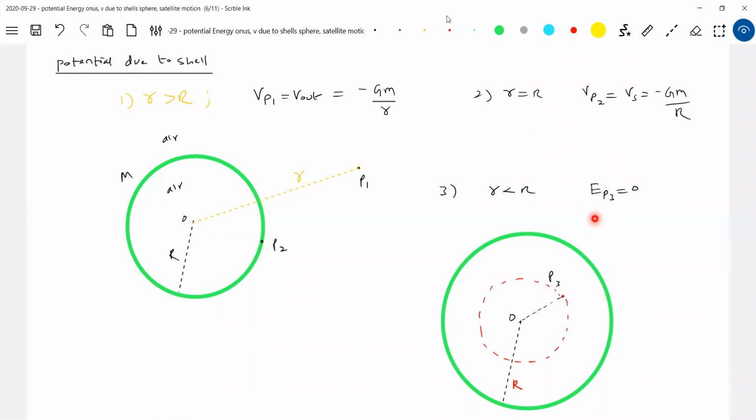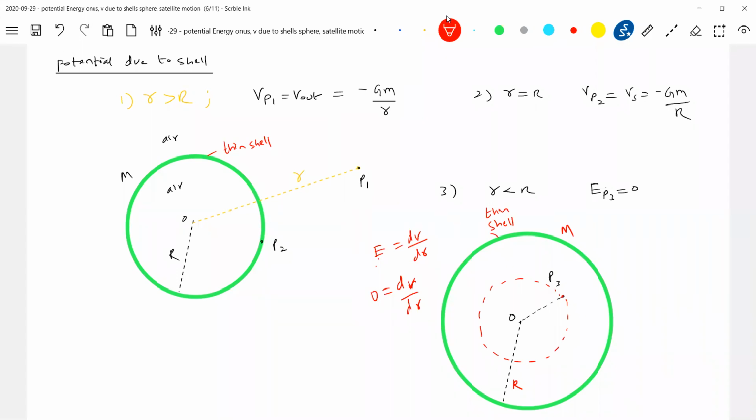The field is 0, then what will happen to potential? Take help of this basic formula: E equal to minus dV by dr. If E is 0, what should be the value of V? It should be constant, no? Differentiation of a constant only will become 0. Go back to mathematics. V must be constant. If V is constant, then only E can be 0. So what happened to the potential inside the shell? It will be constant at all points.